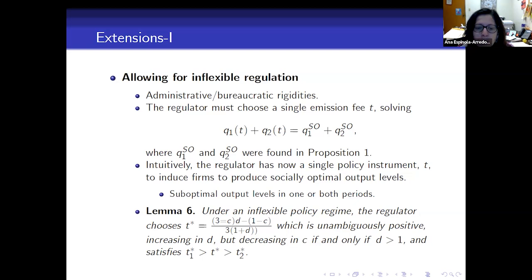And what we obtain is that under an inflexible policy regime, the emission fee is the one that I am now highlighting. This should be minus, not equal. And this is ambiguously positive as before, the same dynamic as before. The emission fee will increase with the pollution intensity. D will decrease in C and will satisfy the following. This emission fee that we found is lower now than the emission fee that the leader faces in the first best, but higher than the one that the follower faces when we were deciding an emission fee in each state.